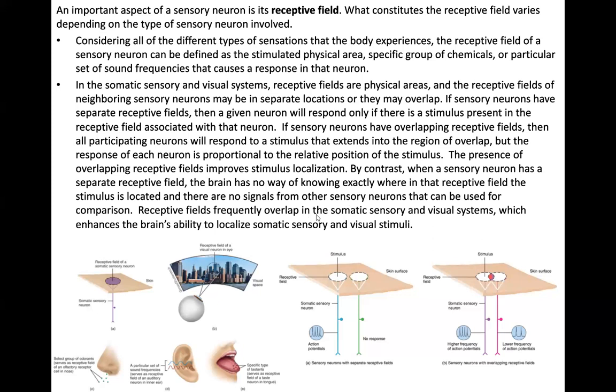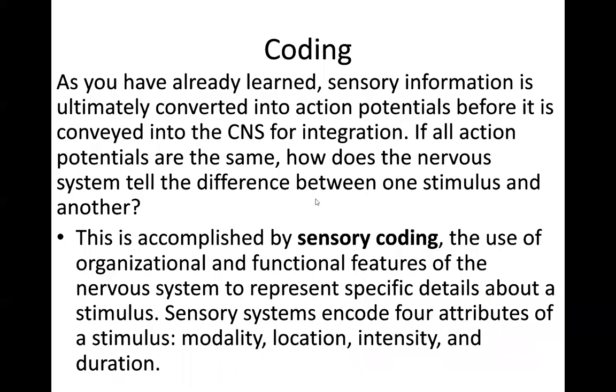Receptive fields frequently overlap in somatic and visual systems, enhancing our brain's ability to localize somatic, sensory, and visual stimuli. So in other words, we can see exactly where something's at. We can feel exactly where something's touching us, where exactly we're being tickled, where we're stepping on that Lego, where that pain's coming from. So localization, and we'll talk a little bit more about that in a minute, is very important, involved with receptive fields.